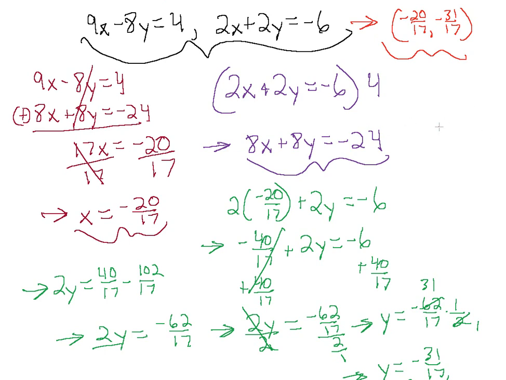So we're solving systems of linear equations essentially by multiplication. We're multiplying one equation by a scalar so that we can end up adding or subtracting one equation from the other and getting values for our variables.